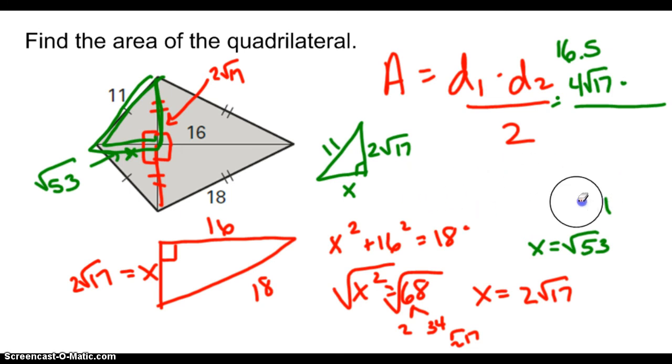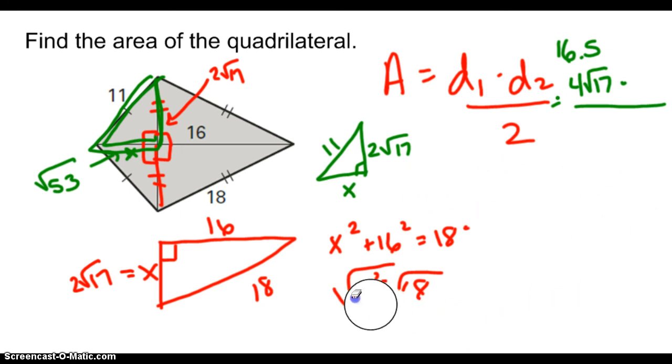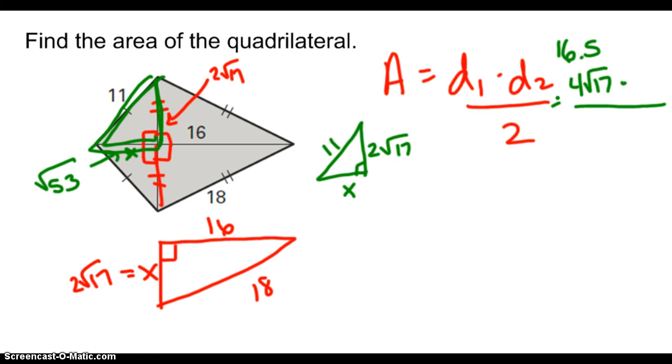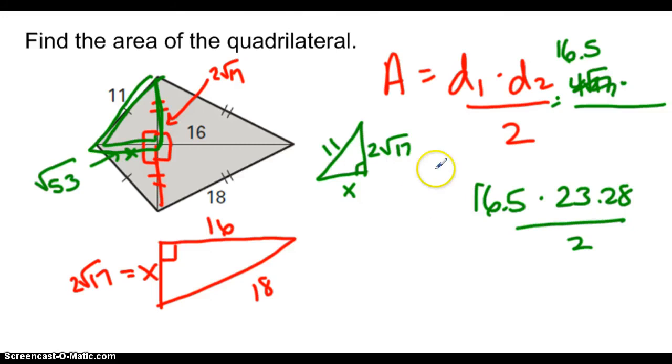I'm sorry, this is a mess. Let me just erase this piece here. But we saw how we could use the Pythagorean theorem. So 4 root 17, that's 16.5, and we're going to multiply that by 23.28 and then divide by 2. 16.5 times 23.28 and then divide by 2, and we get that the area is approximately 19.89 units squared. I'm sorry I got messy there, but you still see the point that we're using our right triangle prior knowledge to help solve for these areas.